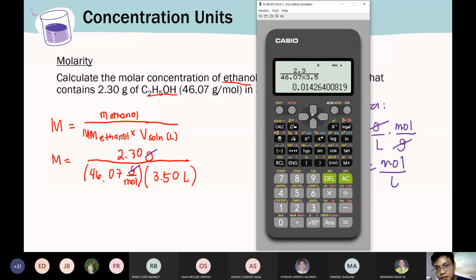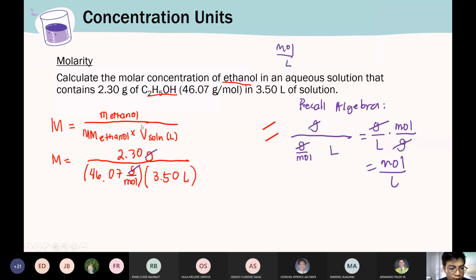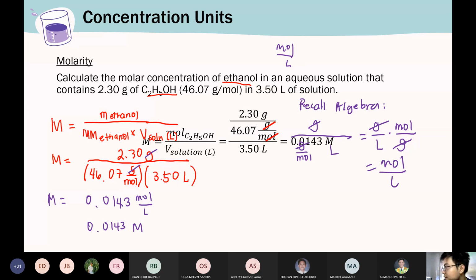Pwede siyang 2 decimal places, pwedeng 4. Pero kapag molarity, usually 4 yung decimal places natin. Okay? So, usually 4 decimal places yung hinahanap natin pag molarity. Okay? So, this can be rounded off to 0.1443. Okay? So, usually ang molarity kapag anachem nire-report in 4 decimal places. You can also write this as 0.143 molar. Okay? So that's up.